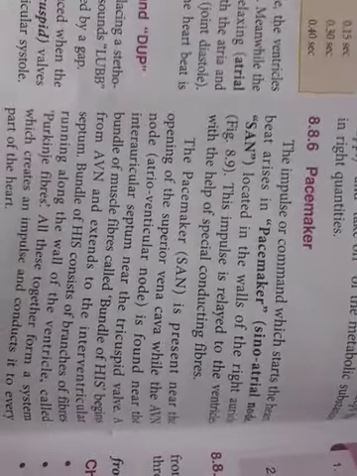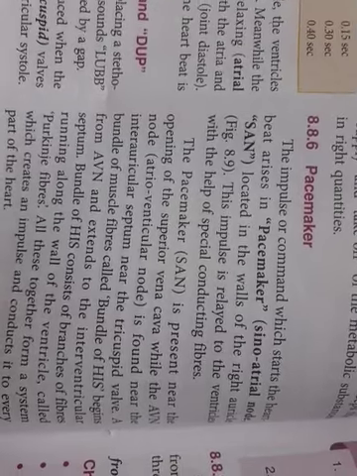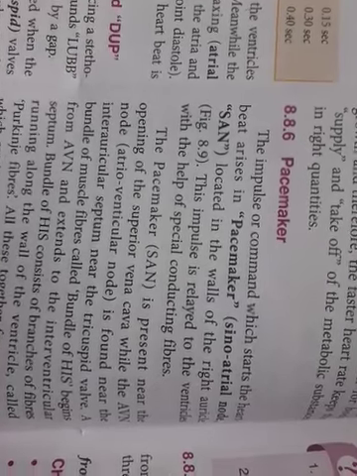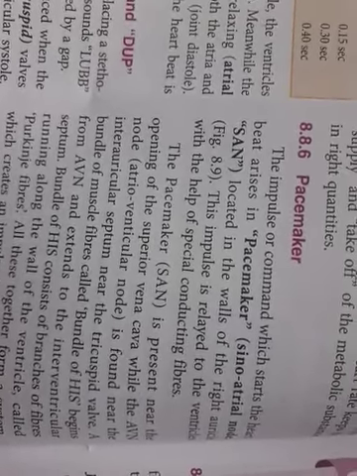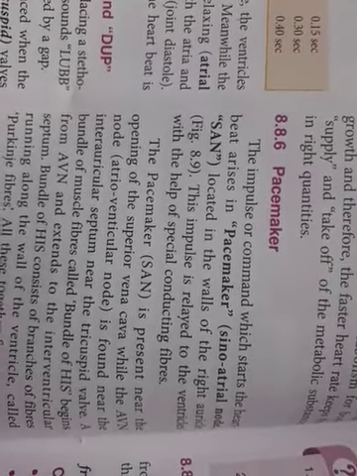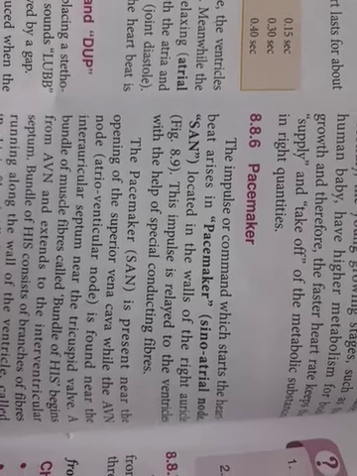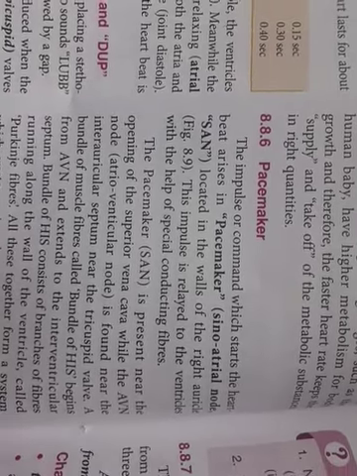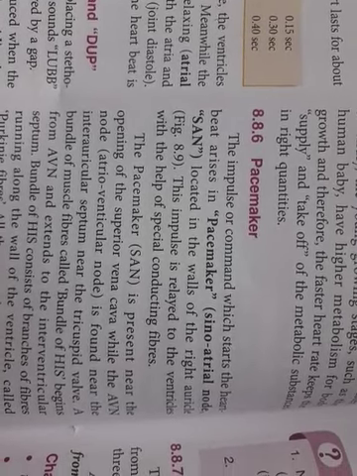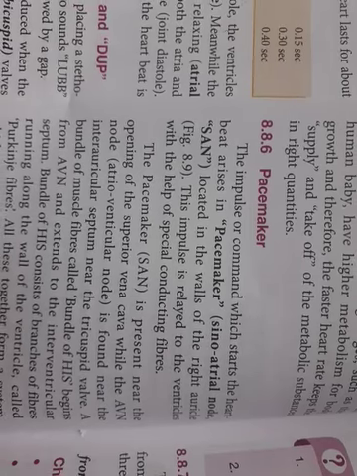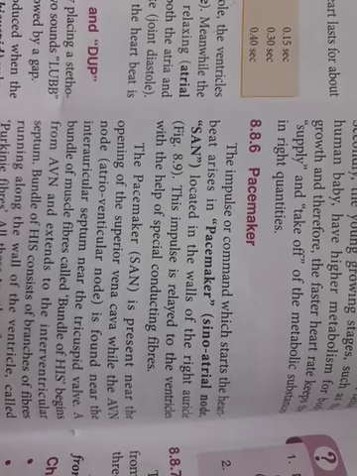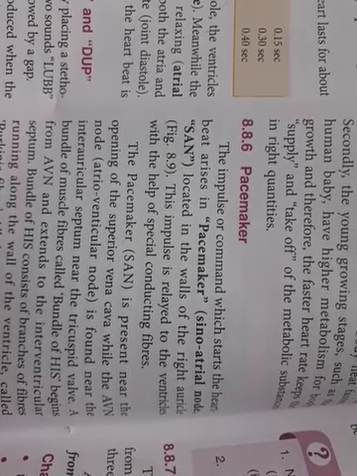Then the next thing is called the pacemaker. Now what is this pacemaker? We can say that the impulse or the command which starts the heartbeat, from where the heartbeat starts, is the sinoatrial node, which is located in the walls of the right auricle. This impulse is then relayed to the ventricles with special conducting fibers. So the starting of the heartbeat begins with the pacemaker, the sinoatrial node.